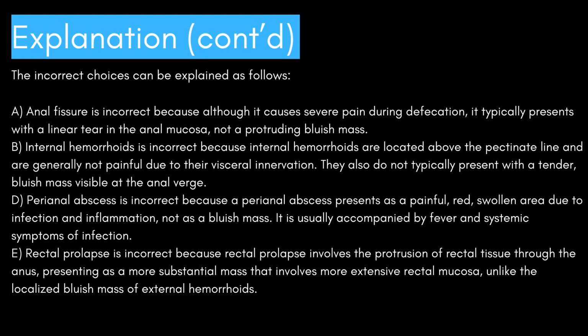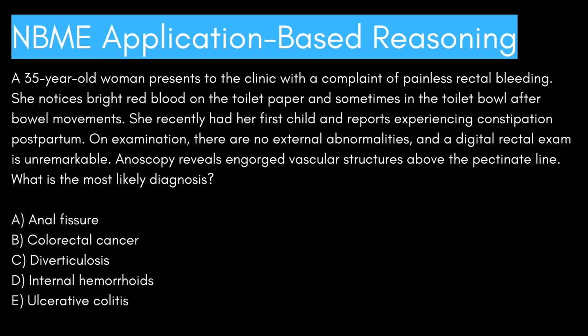A 35-year-old woman presents to the clinic with a complaint of painless rectal bleeding. She notices bright red blood on the toilet paper and sometimes in the toilet bowl after bowel movements. She recently had her first child and reports experiencing constipation postpartum. On examination, there are no external abnormalities, and a digital rectal exam is unremarkable. Endoscopy reveals engorged vascular structures above the pectinate line. What is the most likely diagnosis?